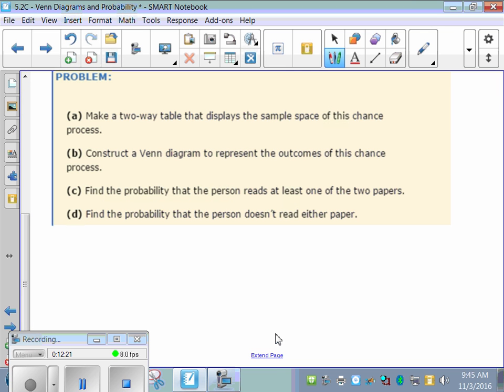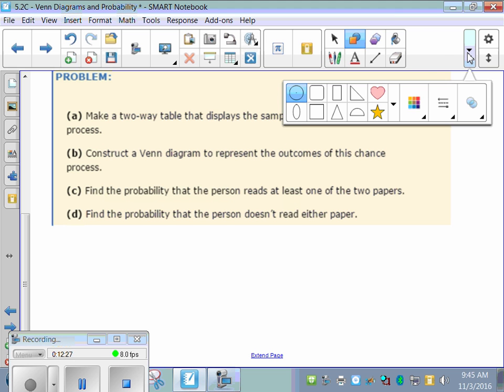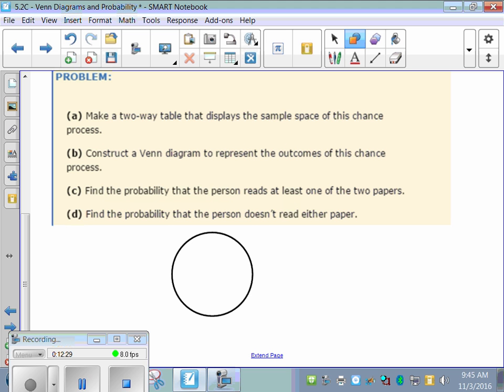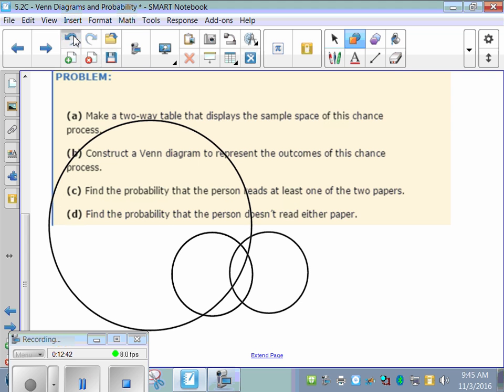So let's see if you guys can do a Venn diagram. Your two circles, if we can get our circles right. Let's see if I can do it. Represent the two newspapers. Okay. And we always have a box around it because some people don't read either.